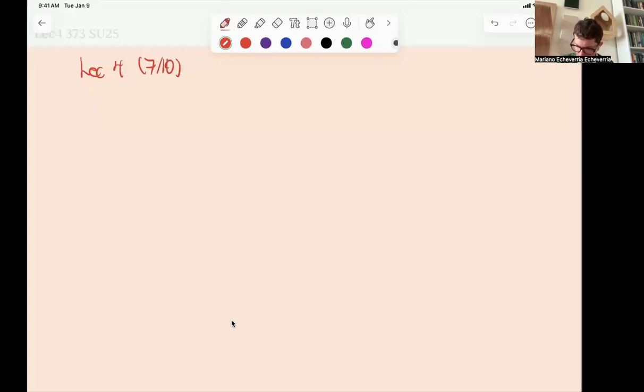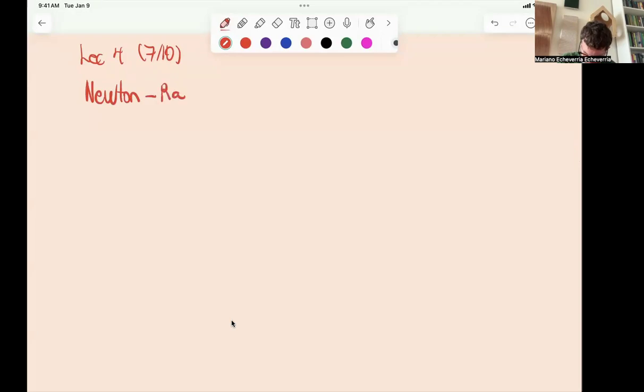So yeah, as I was saying, this is called Newton Raphson, and this will be a method to locate where a function is zero. So let me draw a picture first.